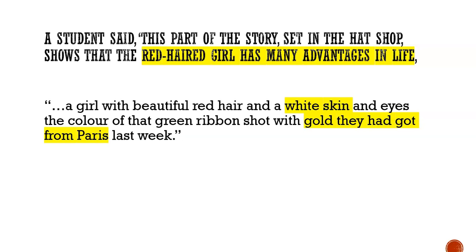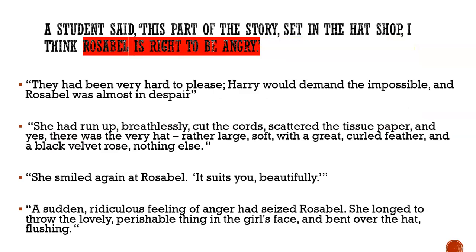So there's concrete evidence that the red-haired girl has many advantages in life. However, Rosabel is right to be angry. It's more of an abstract thing. Okay, it's more of a judgment, a value judgment, and more about inference again. So because it's about inference, I've pulled out several quotations to explain what I mean.